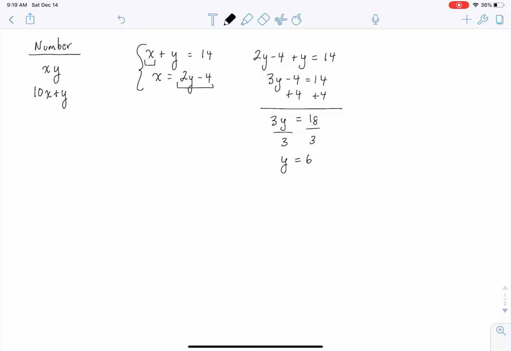Then I'm going to use one of the two equations, right? I'll use x equals 2y minus 4. So x equals 2 times 6 minus 4. X equals 12 minus 4. X equals 8. So again, they're asking what is the 2-digit number, and the 2-digit number is represented as XY. So the 2-digit number is 86, right? 86.